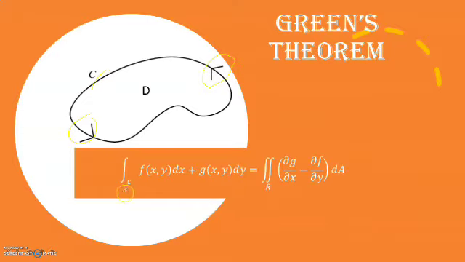Here we have the line integral over C. The integral over C of f(x,y) dx plus g(x,y) dy equals the double integral over R of dA, where we integrate dg/dx minus df/dy. So here is the equation to solve problems regarding Green's theorem.